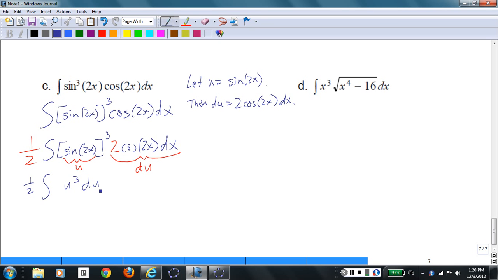Instead of all of that, it's just u cubed du. No trouble finding an antiderivative for u cubed: u to the 4th over 4. I could decide whether to say 1/4 u to the 4th or u to the 4th over 4, so I'll go with u to the 4th over 4 plus c sub 1.